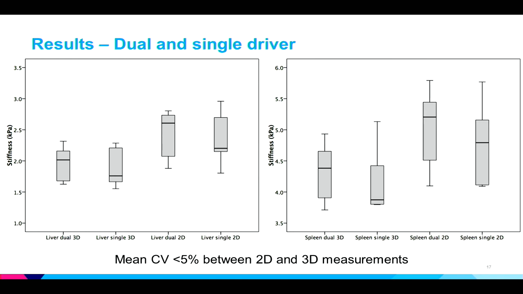So we also wanted to make sure that when we're vibrating with dual drivers that we're not causing a change in stiffness. Say, for example, if the vibration from the liver is affecting the spleen measurement. And we found no significant difference. There was a slight trend for the dual drivers to have a higher mean stiffness than the single in all areas, but none of it was significant. And we were happy enough that the coefficient of variation between the 2D and 3D was less than 5% across all the measurements. So we're looking at two organs, 2D and 3D, dual drivers, single drivers, cirrhotics, non-cirrhotics.